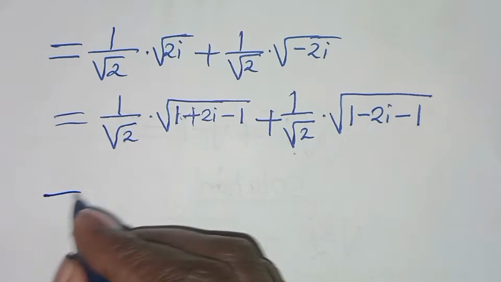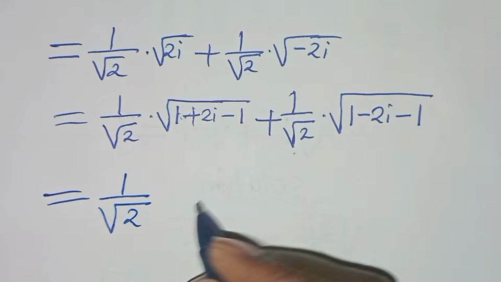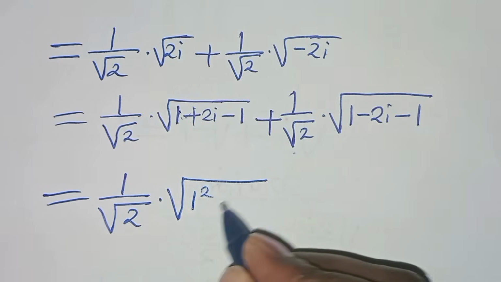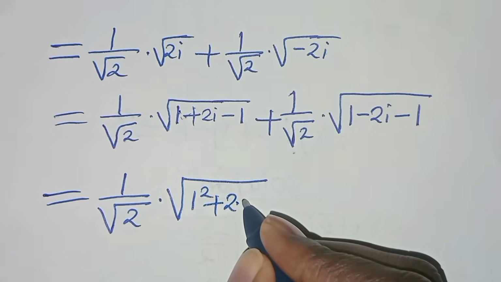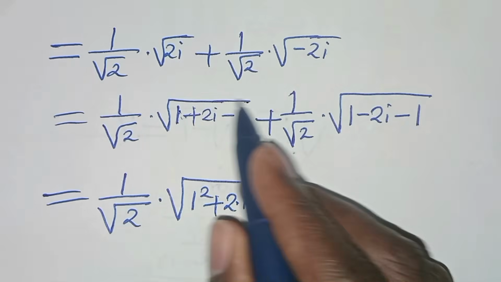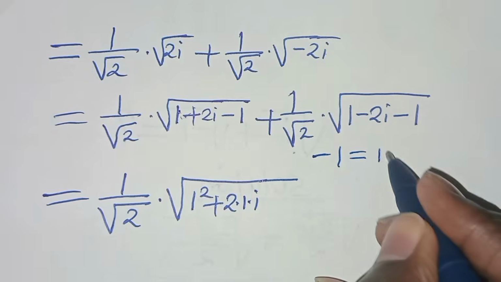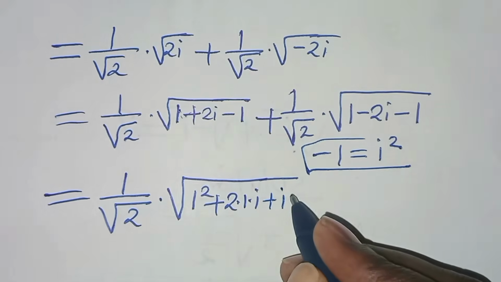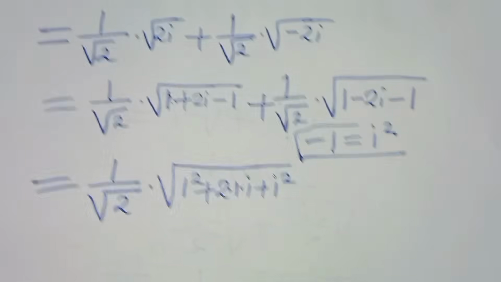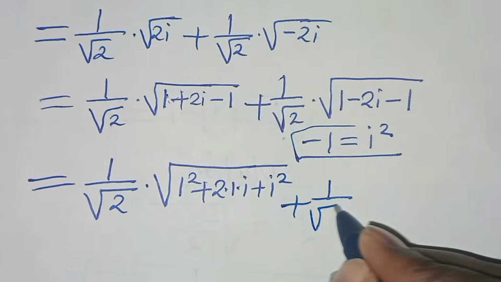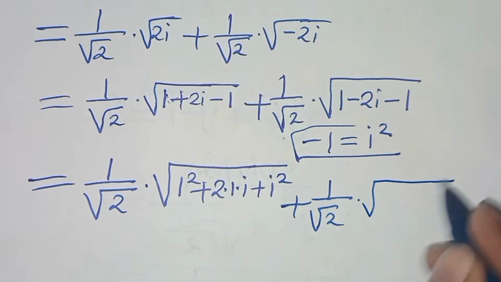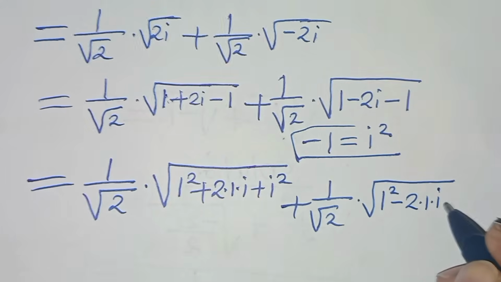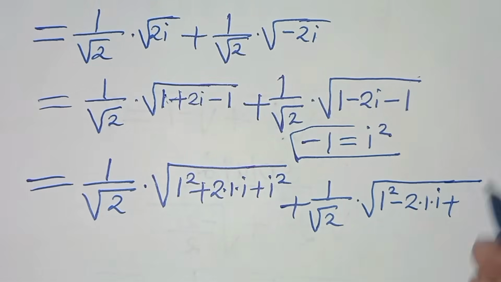The next step here, we will have 1 over the square root of 2 multiplied by, now we can express this as 1 squared plus 2 times 1 times i. Now negative 1 is the same thing as i squared. So let's substitute this. So here you have plus 1, that is i squared plus i squared. Then here plus 1 over the square root of 2 multiplied by the square root of, this is the same thing as 1 squared, minus 2 times 1 times i, plus negative 1 is i squared, plus i squared.